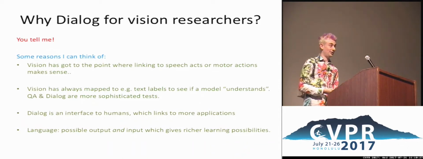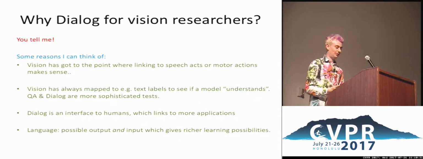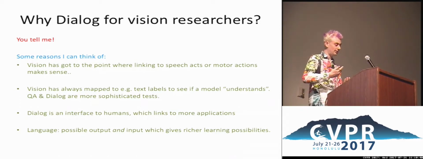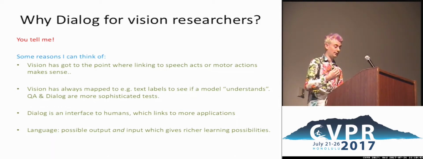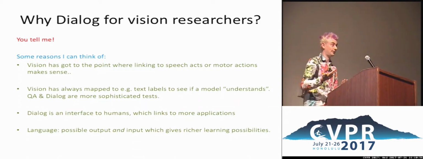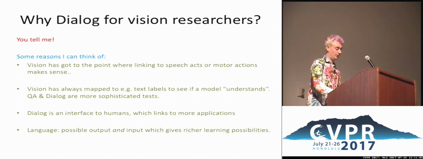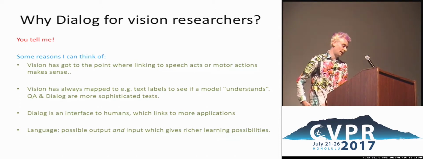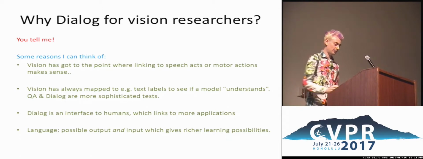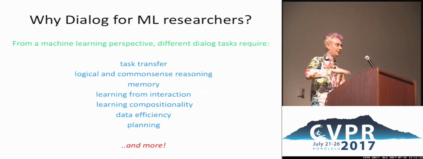So why dialogue for vision researchers? Well, I guess you guys tell me. I just put some things I could think of here. Vision has got to the point where linking to speech acts or motor actions makes more sense, because you've got so much better. Vision's always been mapped to things like text labels, like ImageNet predicting labels. But QA and dialogue take that further as more sophisticated tests of whether you understand what's going on in the image. And dialogue is an interface to humans, which links it to more applications. And language is a possible output and an input, which I think gives a lot of rich learning possibilities. So that's NLP researchers and vision researchers.